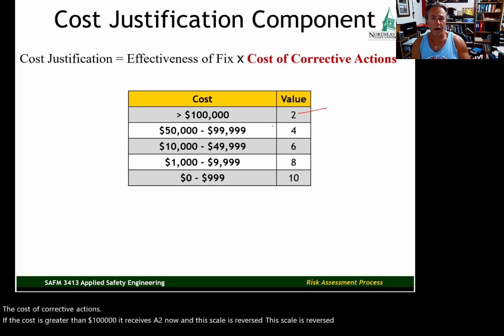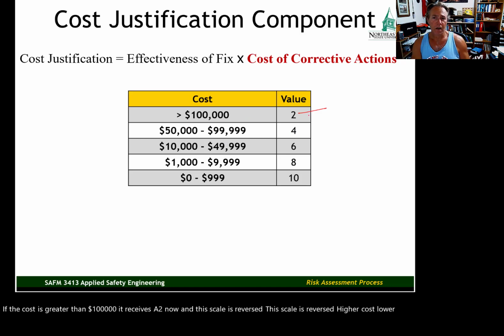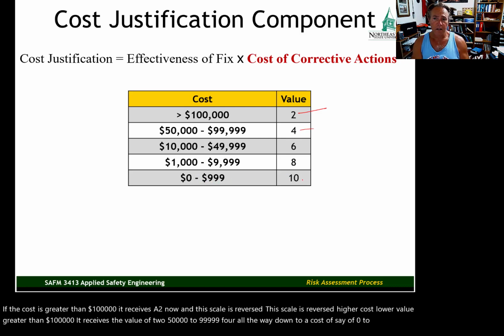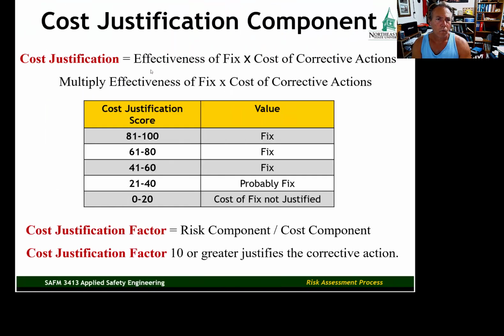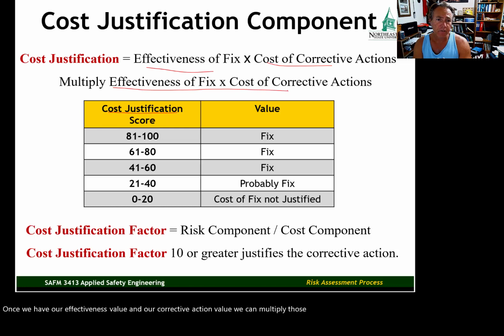Higher cost, lower value. Greater than $100,000 receives a value of 2. $50,000 to $99,999 gets a 4, all the way down to a cost of, say, $0 to $999. That's going to receive a cost of corrective action value of 10. Once we have our effectiveness value and our corrective action value, we can multiply those together, and that's going to give us a cost justification score.